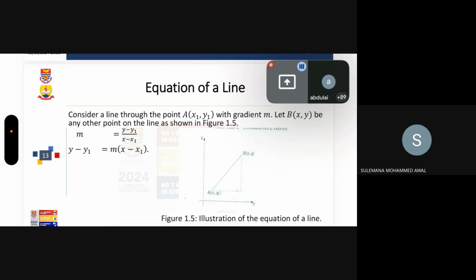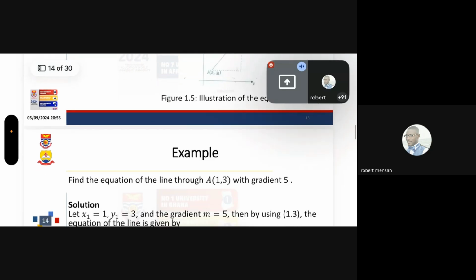Now, when I cross multiply, I'm going to get y minus y1 is equal to m into bracket x minus x1. You can write it as x2 or just x. You can write it as y2 minus y1 or y minus y1. It's the same thing. So that is the equation of the straight line. You can just make y the subject so that you have y is equal to m into bracket x minus x1 plus y1. That is also the equation of the line.